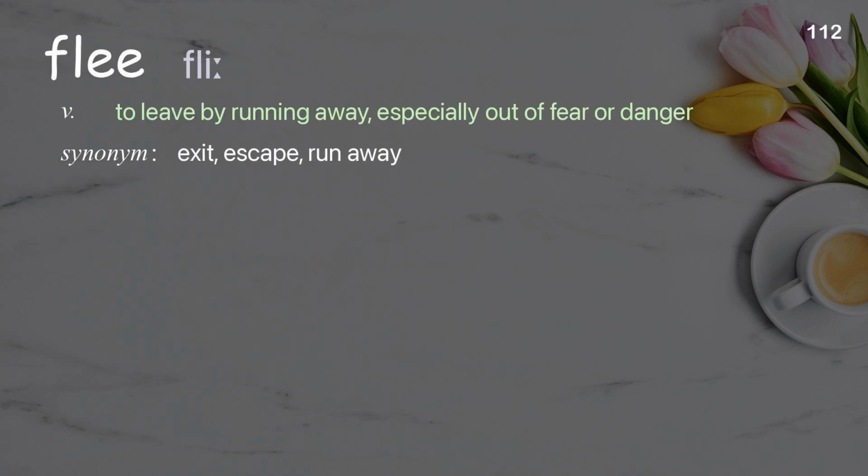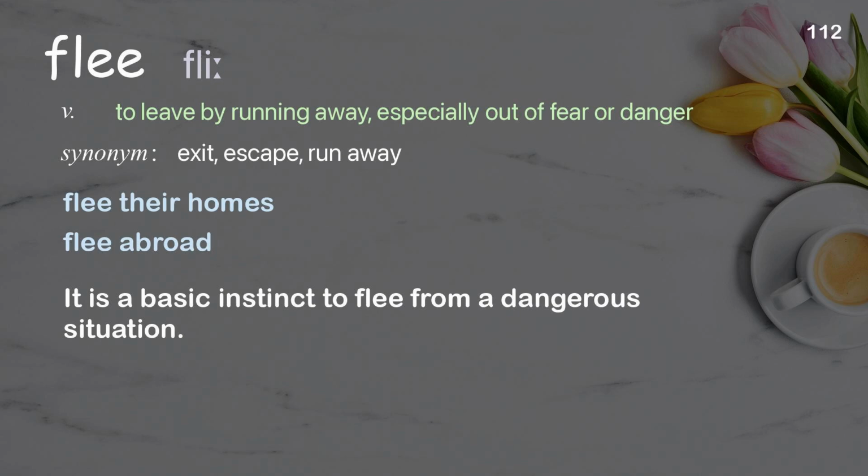Flee. To leave by running away, especially out of fear or danger. Examples: flee their homes. Flee abroad. It is a basic instinct to flee from a dangerous situation.